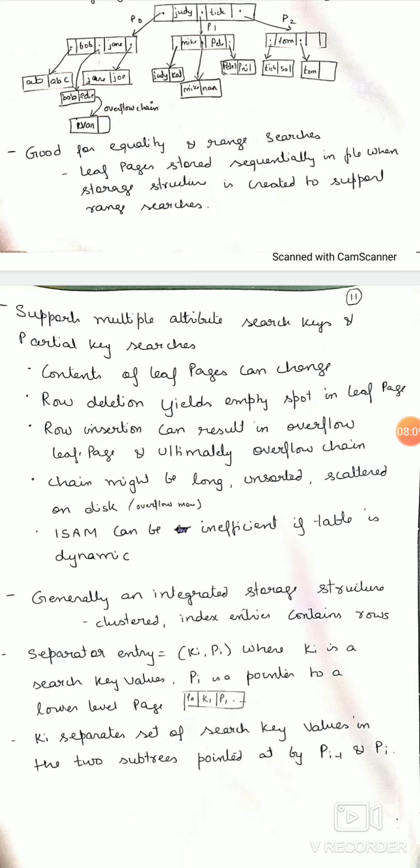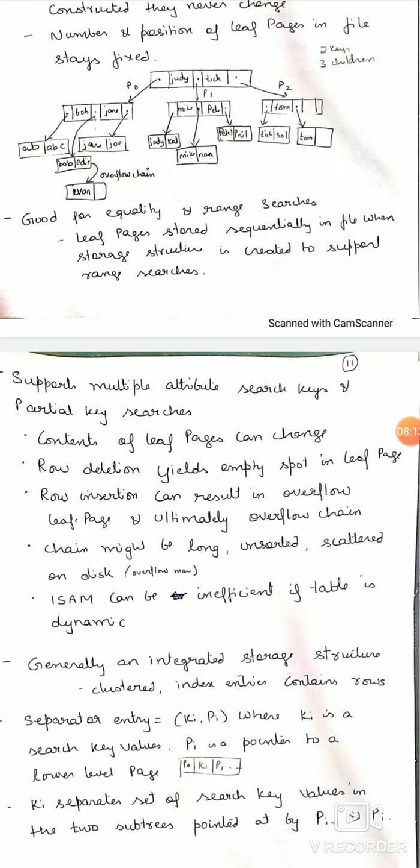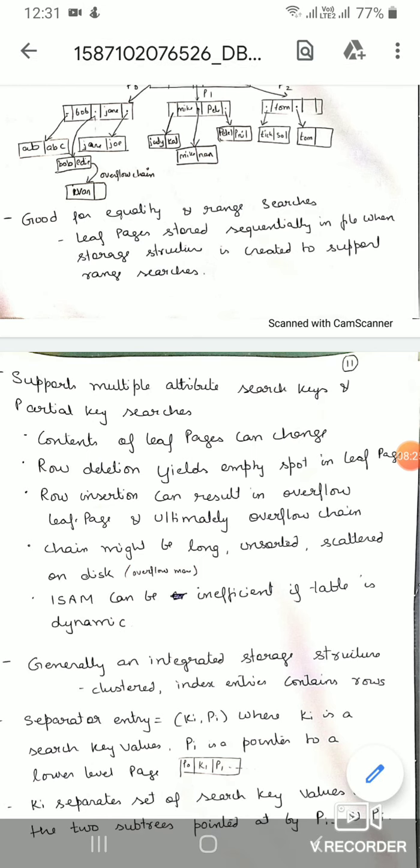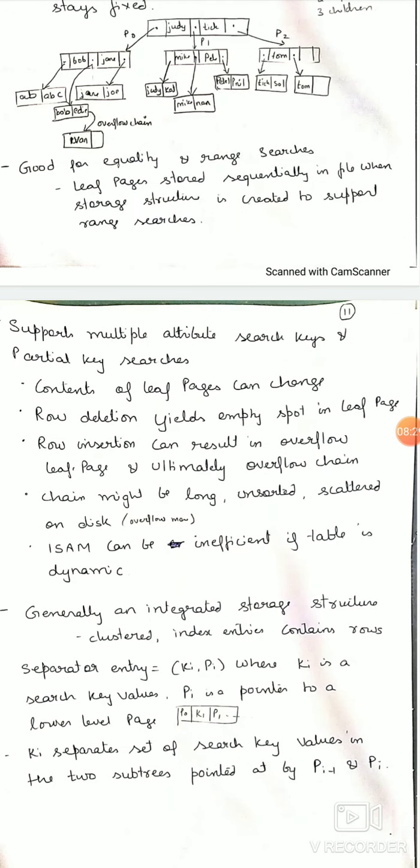So row deletion yields an empty spot in the leaf page. See, if you're going to delete at the leaf level any one particular node, suppose after Tom there was one more node like YEL something. If L is deleted, then that is left as an empty spot beside the Tom node. So it yields an empty spot whenever you delete any particular leaf node.